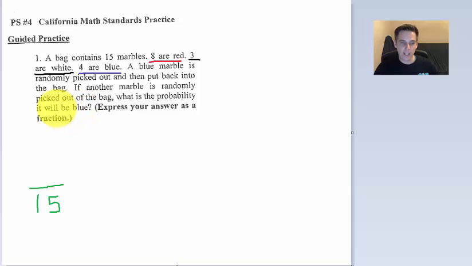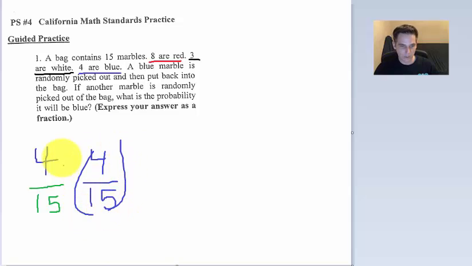So a lot of you are going to have a temptation here to say, okay, blue marble picked out and put back. So that's 4 out of 15. All right, and then another marble randomly picked out of the bag. What is the probability that it will be blue? So it's still 4 to 15. And then you're going to multiply it. Okay, don't do that. That would be wrong.